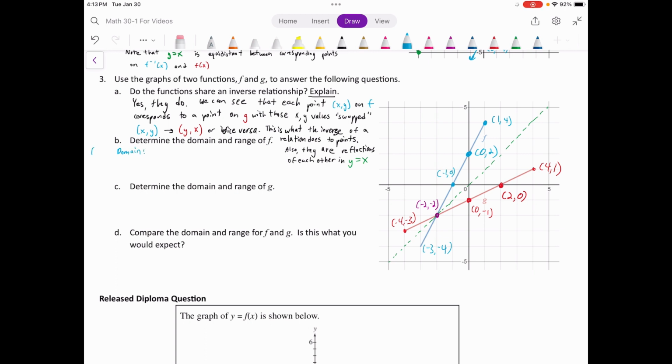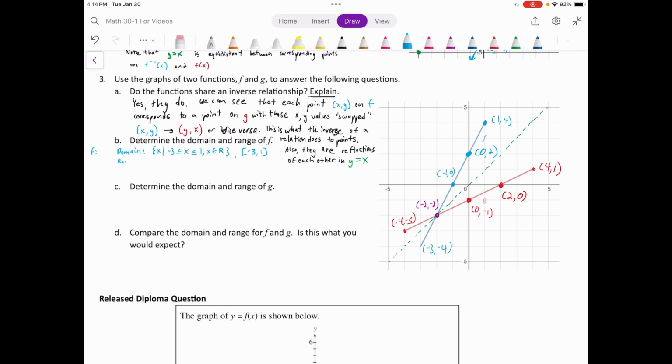Domain for f, okay, the domain is the set of all x's such that -3 is less than or equal to x, which is less than or equal to +1. And x is an element of the real numbers. Right? Alternatively, you could say in interval notation from -3 to 1. Square brackets because we can see it does get to -3 and it does get to 1, but it doesn't go beyond them. So they're included in the domain, but they are the end of the domain.